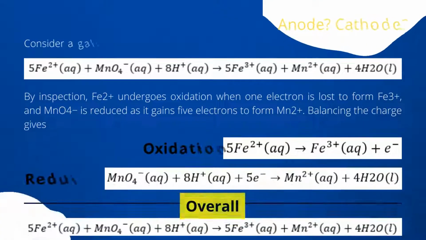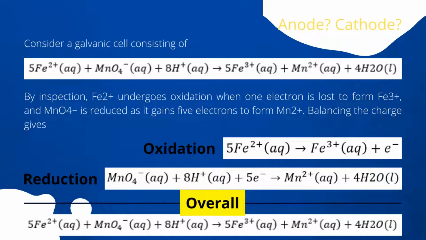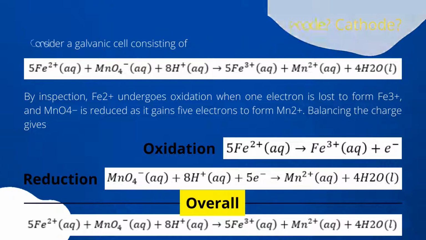For the next example, consider a galvanic cell consisting of Fe2+, MnO4- and H+ ions. We need to determine the oxidation and reduction half reactions and write the reaction using cell notation. Which reaction occurs at the anode and cathode? By inspection, iron 2+ undergoes oxidation when 1 electron is lost to form iron 3+, and MnO4- is reduced as it gains 5 electrons to form Mn2+.